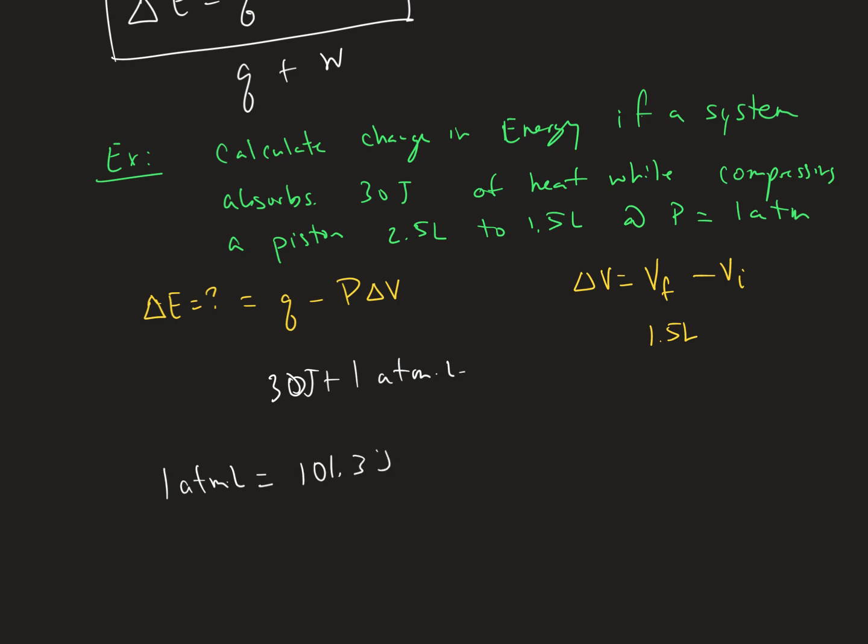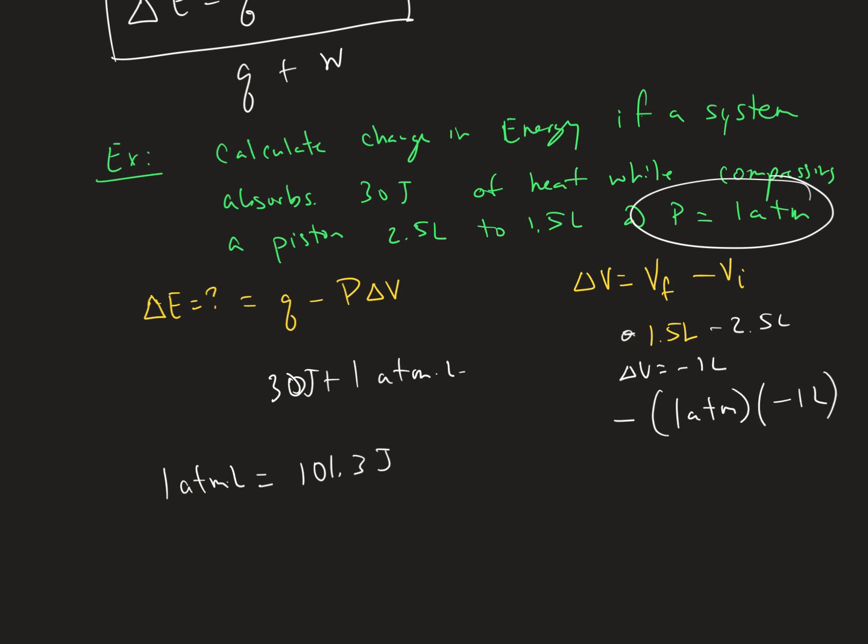101.3 joules. And in this case, why is P positive? Well, it's negative P, which is 1 ATM, times change in volume. It got rid of that, so minus 2.5 liters. Change in volume is negative 1 liter, right? So we have a negative turns into a positive. Are we good? I kind of went past that quickly.